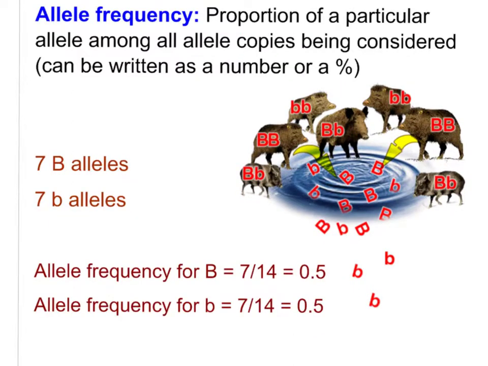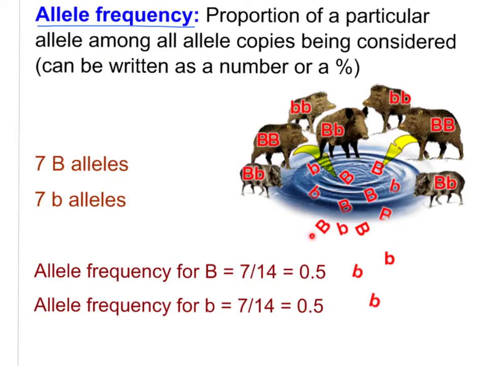Now that you know what a gene pool is, we can look at another term, allele frequency. Don't let that scare you. Frequency, in biology, we're looking at proportions or percentages. How much out of the total do we have of a particular allele? It's the proportion of that allele among all the allele copies being considered in the entire gene pool. We can write it as a percent, or we can write it as a number.